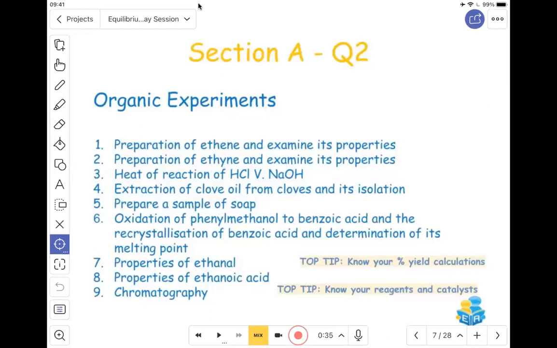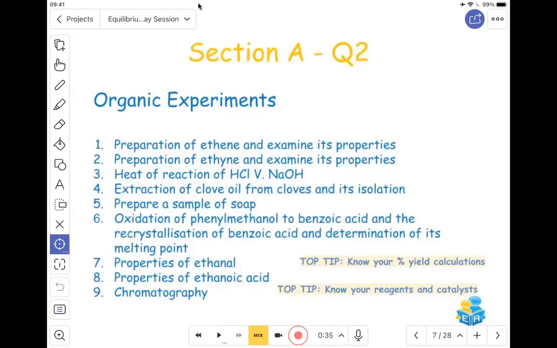The heat of reaction of HCl and NaOH, that is thermochemistry. And that's your polystyrene cups and measuring the temperature rise. And again, there's a calculation involved in this one, where you find the heat liberated and then you find the heat of reaction consequently for that by figuring out the concentration of the acid that you've used. So that is an important one.